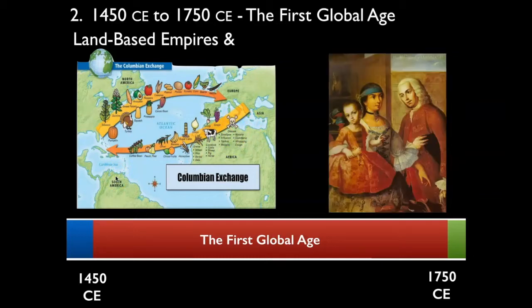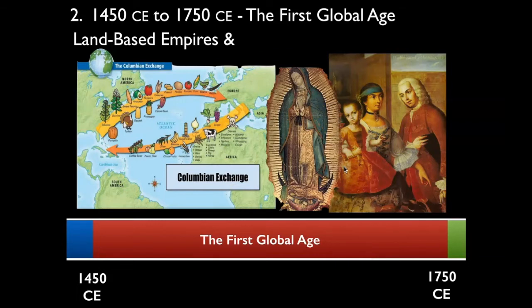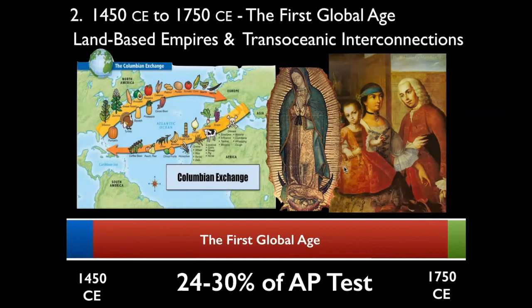We're going to talk about how different race and ethnic groups were formed and constructed in the Americas as a result of some new intermixing that is taking place. As religions spread, we start to see images develop like this one. This is the Virgin of Guadalupe. We'll spend some time learning about. So this period is also well known for these transoceanic interconnections. And this represents 24 to 30% of the AP test.